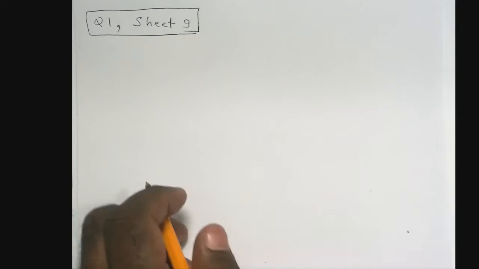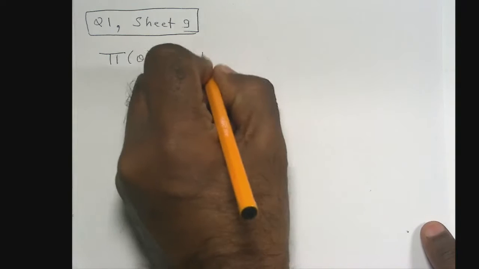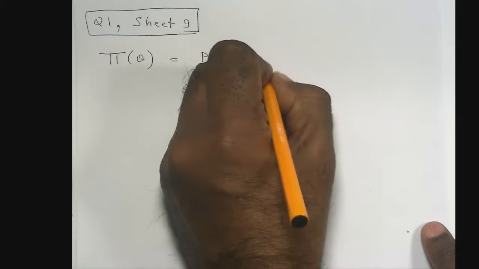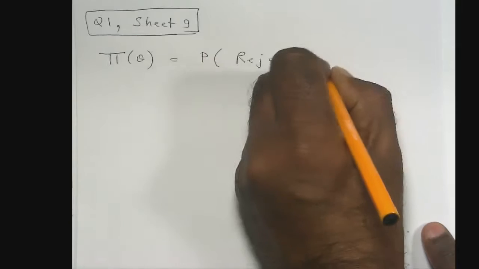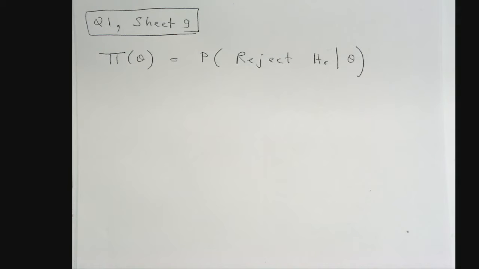All right, guys. Let me show you how to do the first question. Question 1, sheet 9. The question is to find the power function. Remember, the notation for a power function is capital Pi, and in brackets you need the parameter. In this case, the parameter is theta, right? So this, by definition, is the probability of rejecting the null hypothesis given theta.